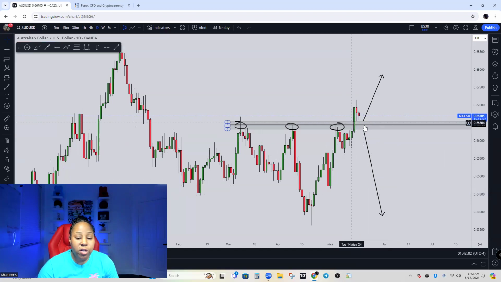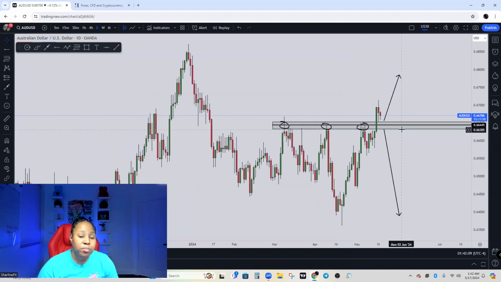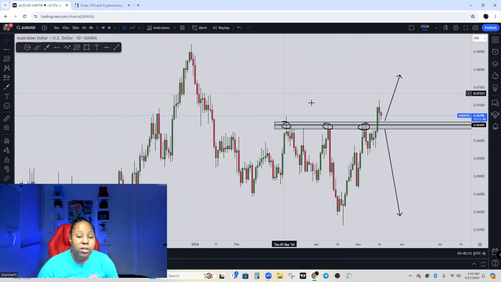So if I've already given myself a general area of where I want to look for my trade, now all I got to do is wait for my confirmation. So the first thing you want to do when you come to the charts, guys, come to the daily time frame, look to see what your daily candle is doing right now.